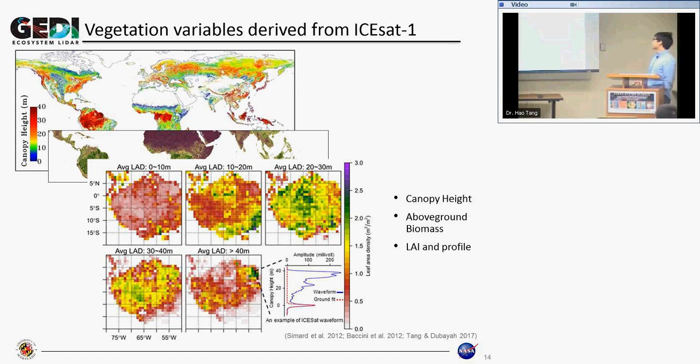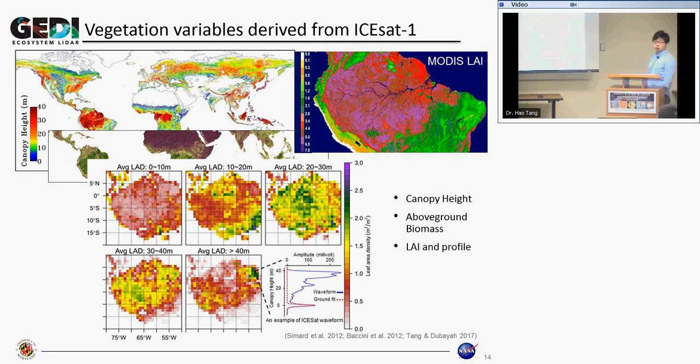Interesting is the vertical distribution. What we see here is the amount of foliage by height interval of the Amazon forest. You will see here, for example, that the peak of the foliage is around 10 to 20 meters in the deforestation arc in the southeastern Amazon. And in contrast, over the middle of the Amazon, most of the foliage is around 30 to 40 meters.